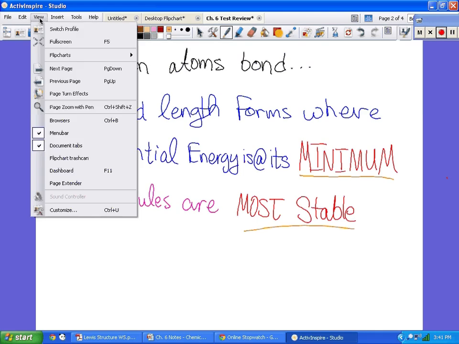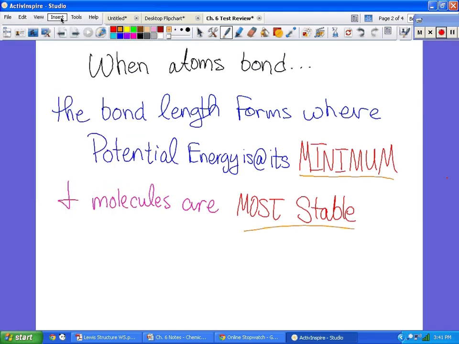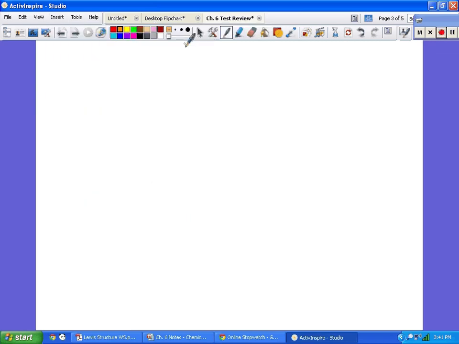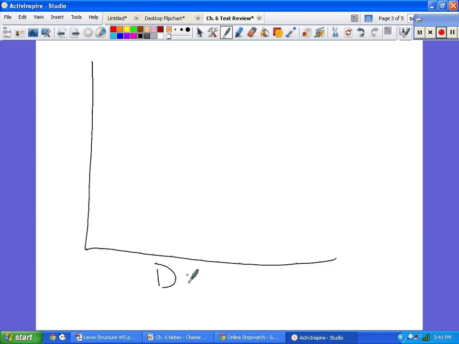Some of you may remember this, and I'm just going to kind of include it in. You don't have to go back and draw it, but you can if you want to. It was this chart, and distance was the X, and Y was the potential energy.